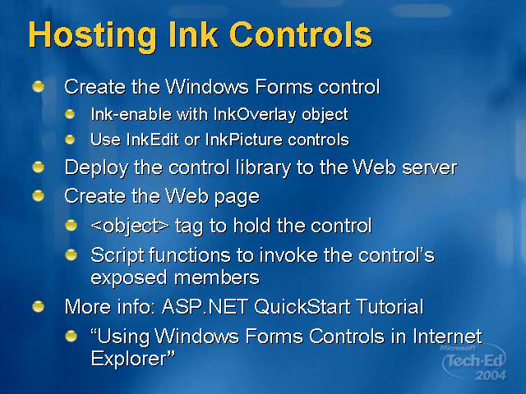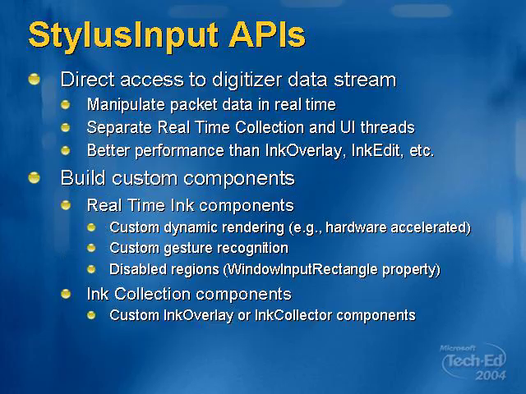The basic steps to hosting ink controls in IE are to create the WinForms control and ink enable it using ink overlay, or you can use one of the ink picture controls, for example. You just compile it into a DLL library and reference that DLL from the web page using an object tag. Then you can script publicly exposed members from the web page, and that's it. There's a quick start tutorial available in the ASP.NET documentation for how to use WinForms controls in IE, if you want more details on that.